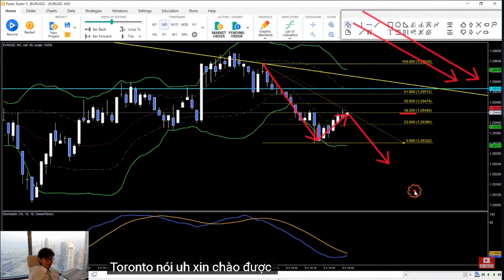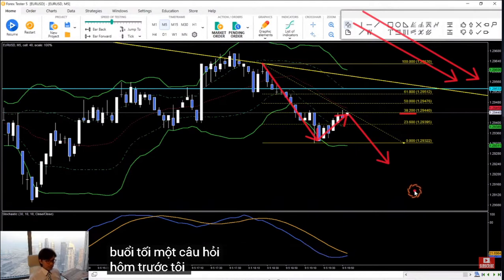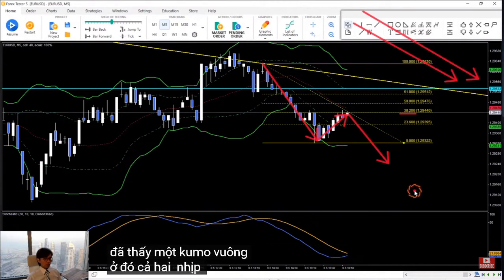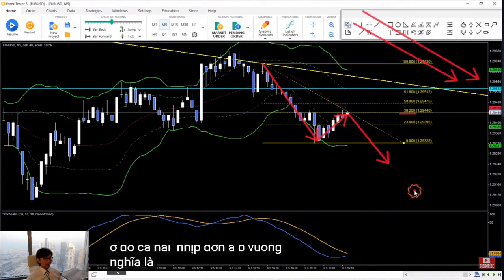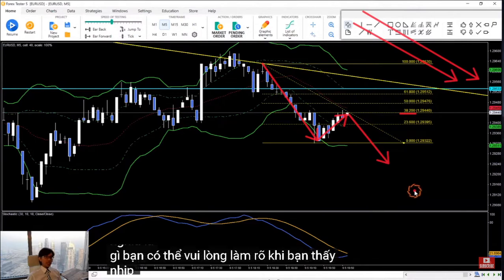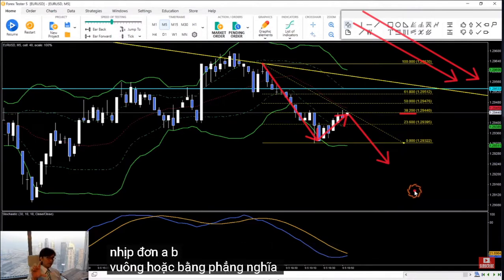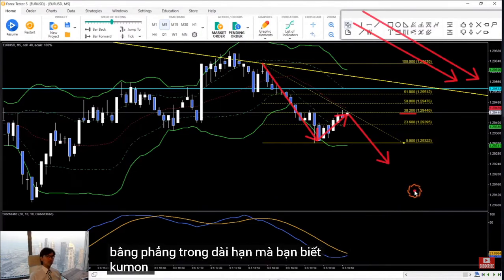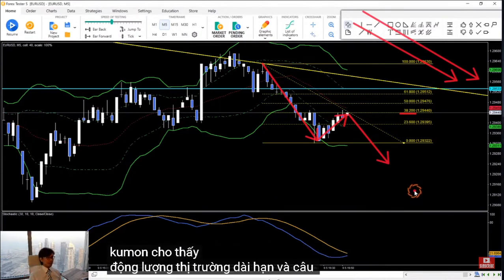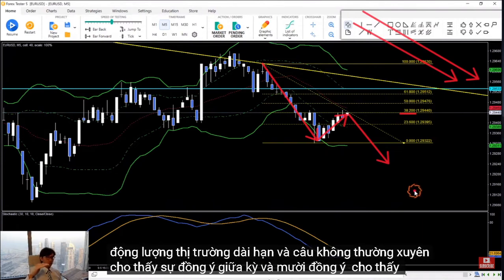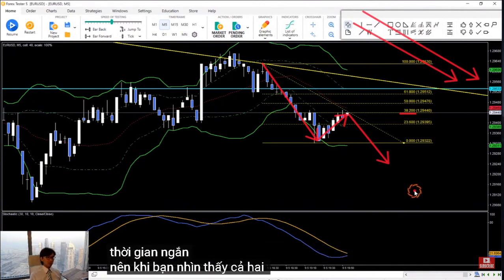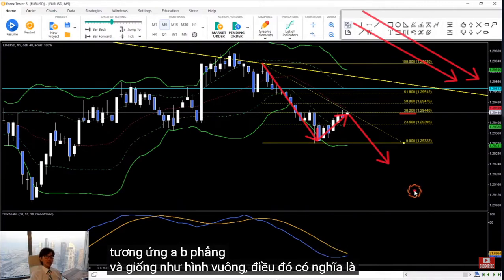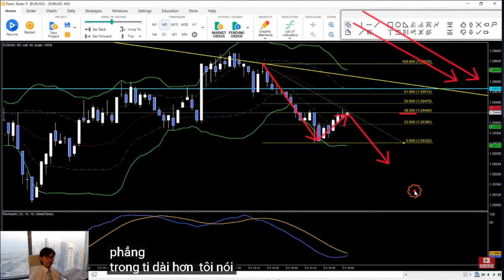Thoron says, hello K sir, good evening. One question, the previous day I backtested Bitcoin. I saw a square Kumo where both Senkou Span A and B are square. What does it mean? Can you please clarify? When you see Senkou Span A and B square or flat, that means the market is flat, ranging in the long term. You know, Kumo shows the long term market momentum, Kijun Sen shows midterm, and Tenkan Sen shows the short term. So when you see both Kumo Senkou Span A and B flat and square looking, that means it's flat in the longer time frame.